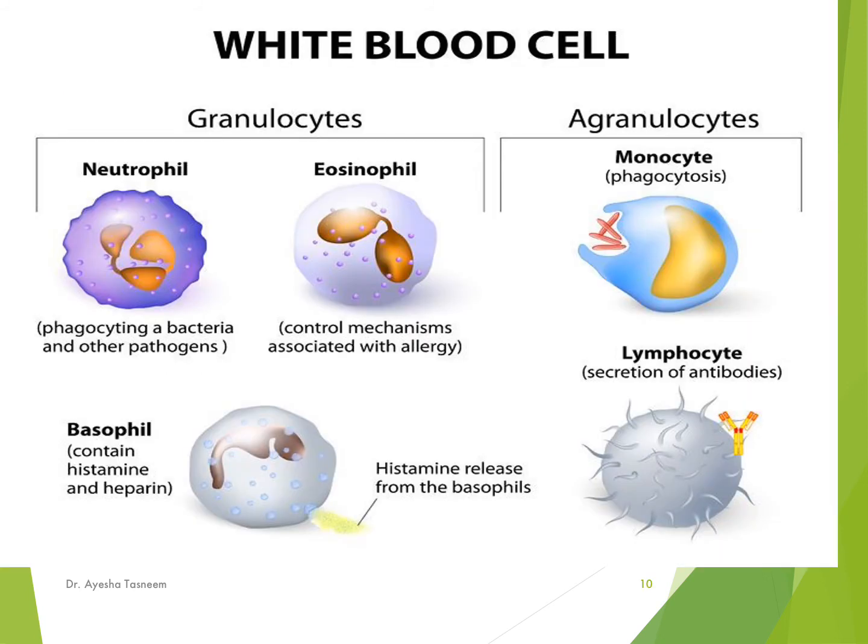Here you can see the granulocytes include neutrophils that are the phagocytosing cells that phagocytose bacteria and other pathogens. There are eosinophils. They control mechanisms associated with allergy. And there are basophils that contain histamine and heparin. Basically, these cells degranulate. They throw their secretions in the surroundings, and they produce signs of inflammation there.